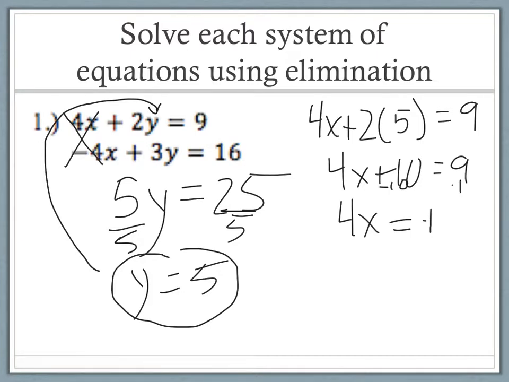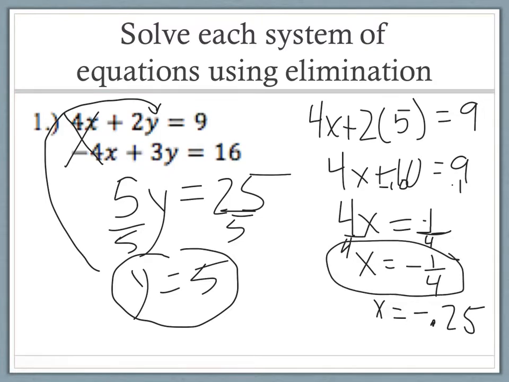So then now I have x equals, and I divide both sides by 4. So this is going to be negative 1/4, or I could put this as x equals negative 0.25. That would be fine too. Sometimes it's perfectly fine to just leave it as a fraction in reduced form. So when I go to write my answer, I'm going to write it as the point negative 1/4, 5.